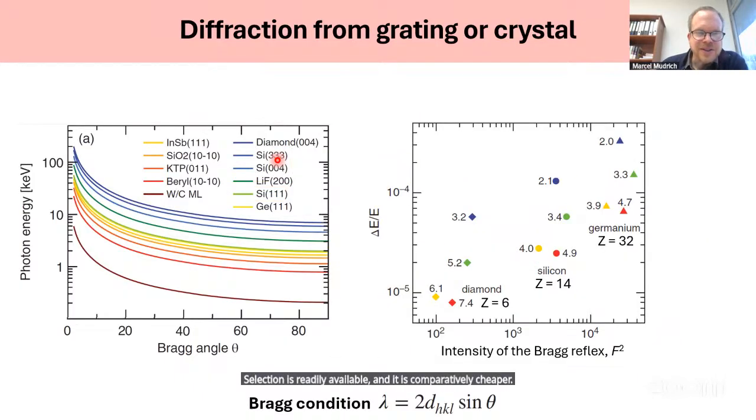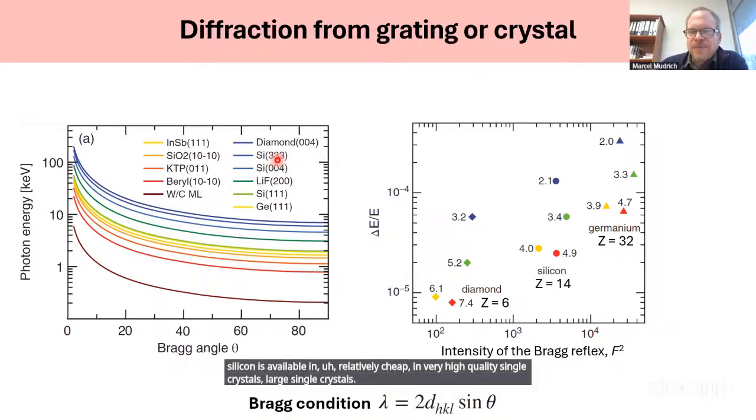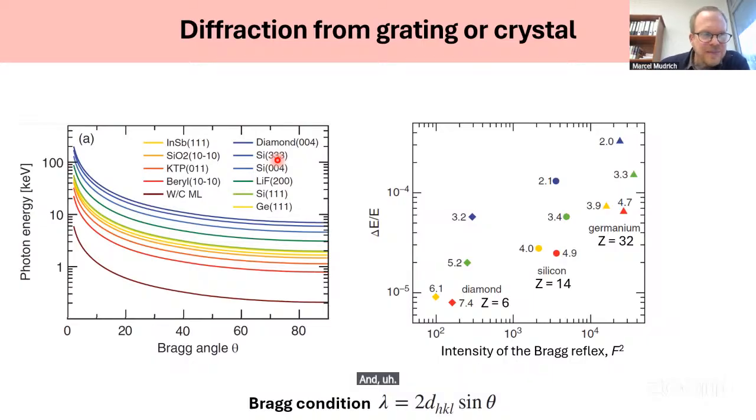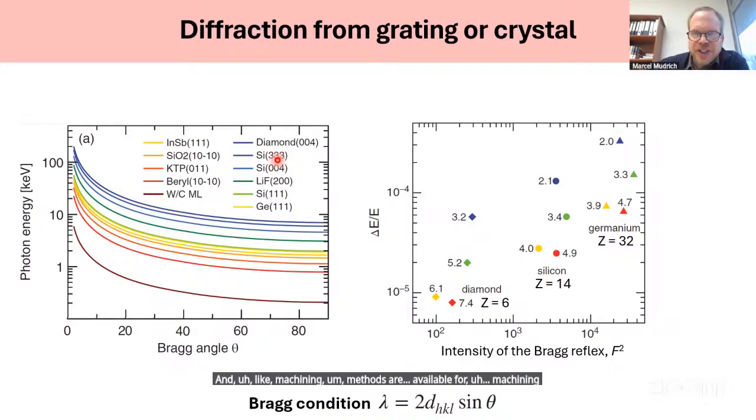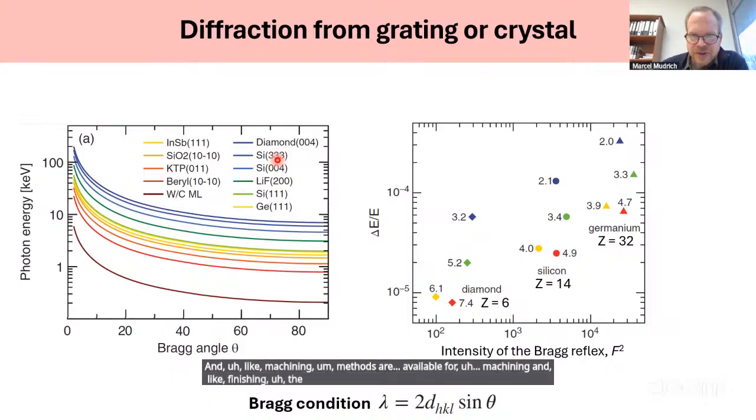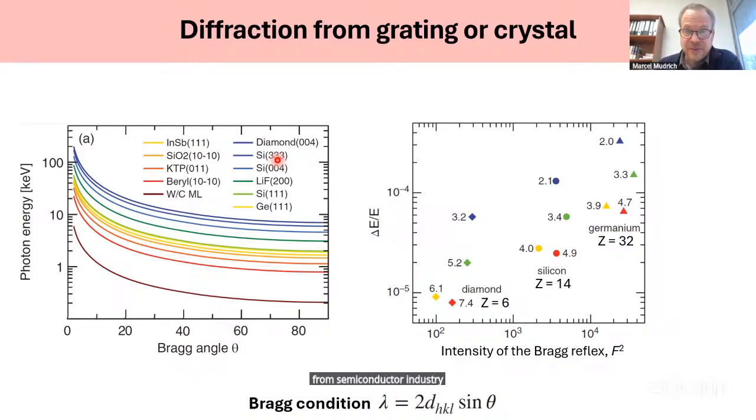Yes, exactly. Thanks to the semiconductor industry, silicon is available relatively cheap in very high quality, large single crystals, and also machining methods are available for machining and finishing the surface of silicon crystals from the semiconductor industry. So that's the main reason.